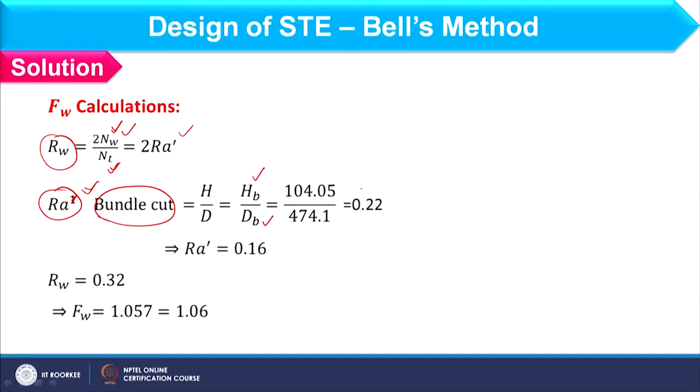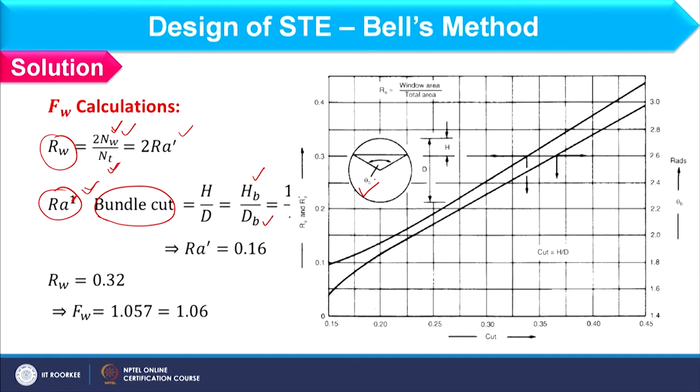So, if I ask you what is bundle cut, that should be HB by DB. And you have already calculated the HB by DB values, so you can find the bundle cut as 0.22. Right. Now, if you have the bundle cut, you can find out Ra dash from this graph.